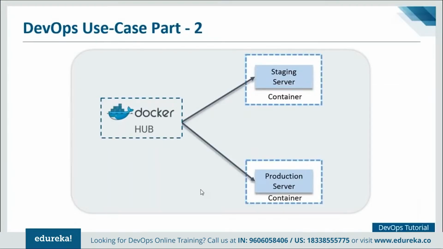I told you where you need to provide the credentials, what tags are, and how you can write the Jenkinsfile. The next part of the use case is that different teams, be it staging or production, can pull the image that we have uploaded onto Docker Hub and run as many containers as they want.